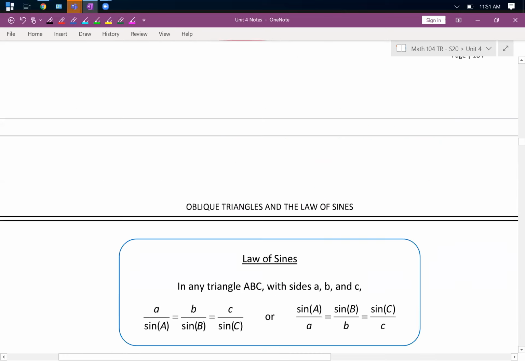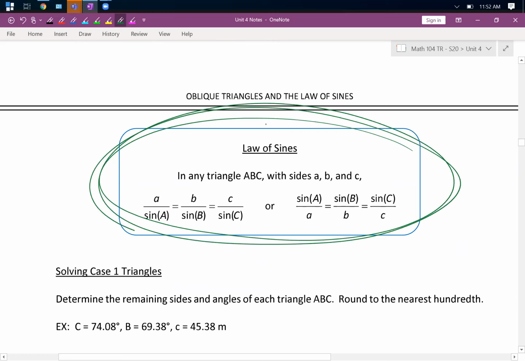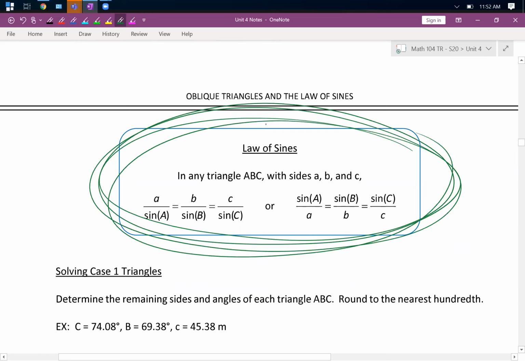No, you will not be tested on the derivation. I just like you guys to understand where it comes from. But you absolutely need to remember the law of sines.